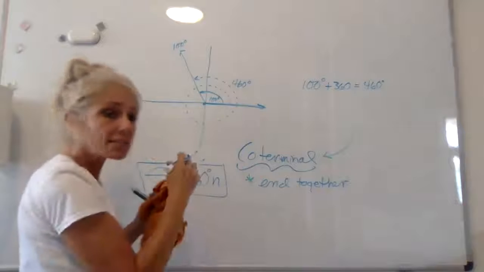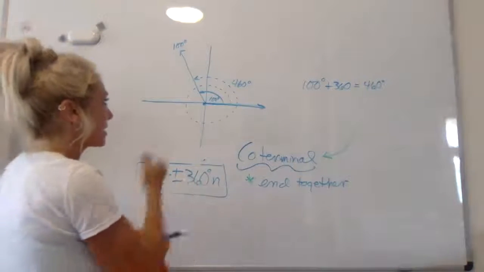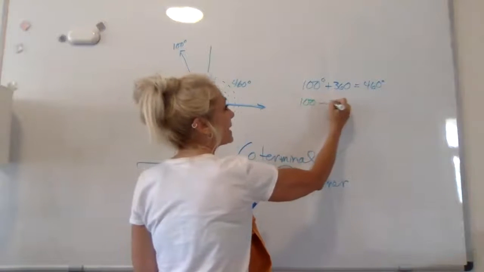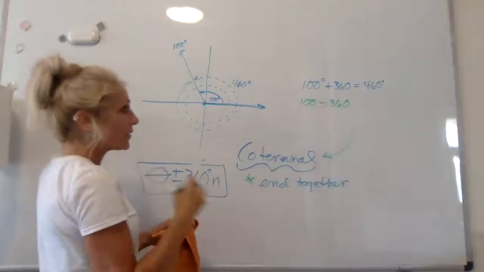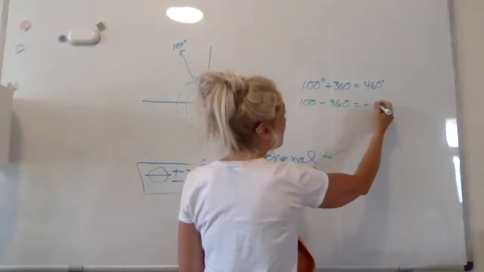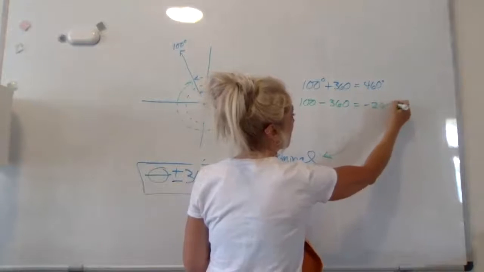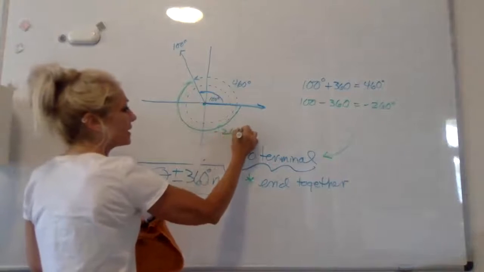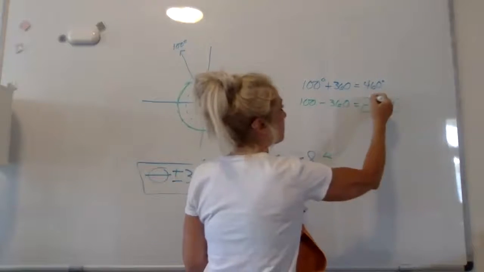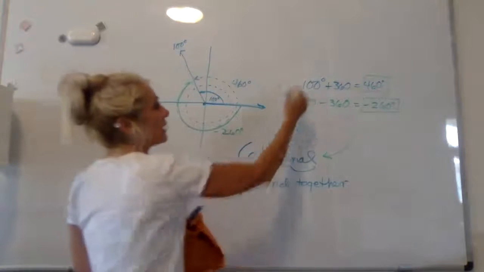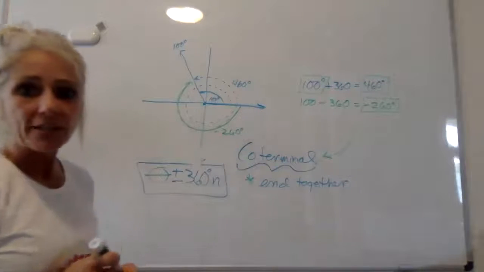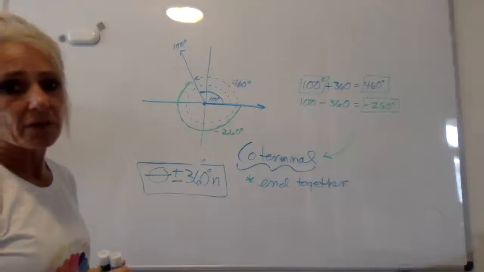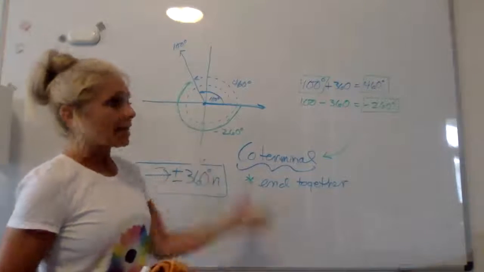I could go around twice and then stop there, or I could start here and go this direction, which would have happened if I did minus 360, like I'm going around the other direction. And so that would be a negative 260 degree angle. So if one moves 260 degrees in the negative direction, somebody moves 460 in the positive, and I go 100 degrees in the positive direction, we all end at the same spot. So that's our coterminals.